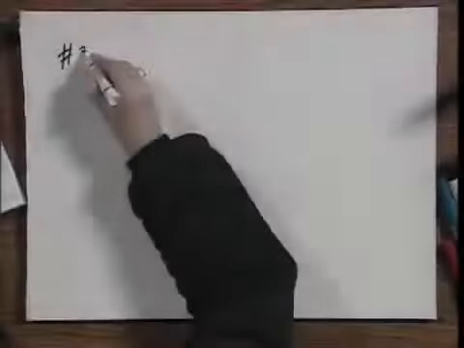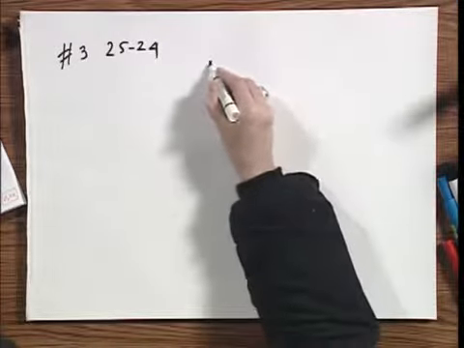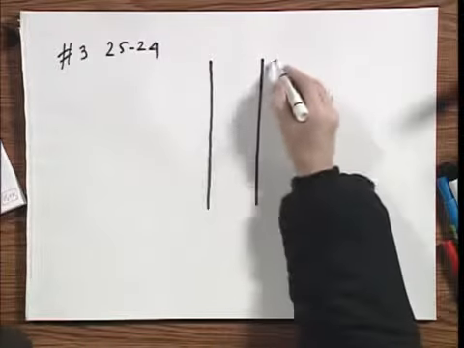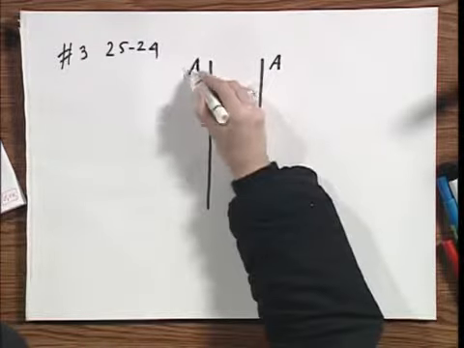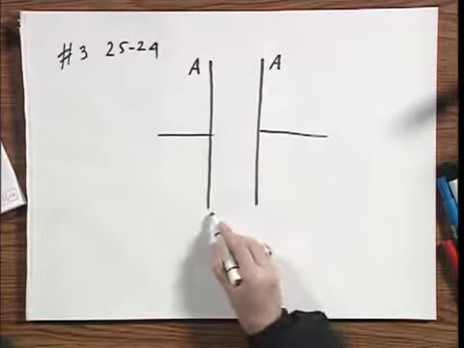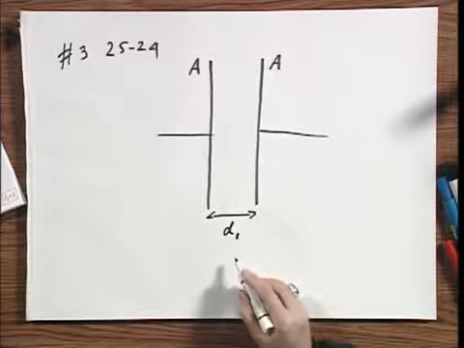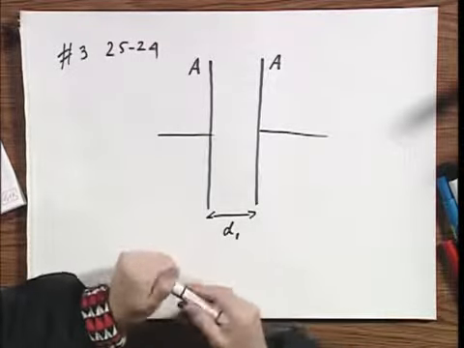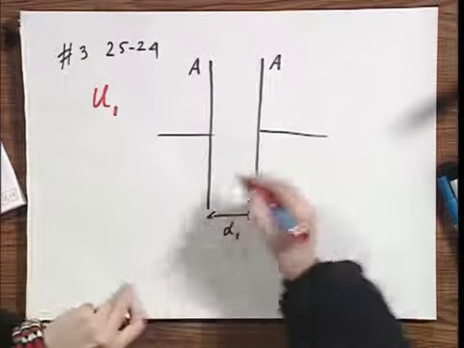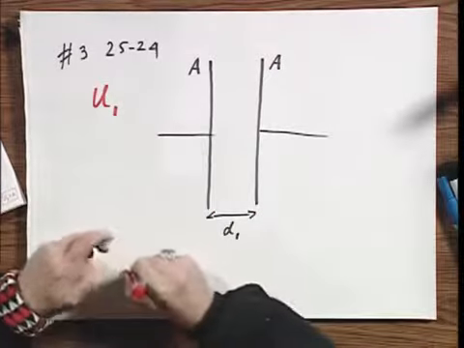Number 3.25, 24. Again a classic because we're dealing with plane geometry. We have a capacitor, 2 capacitor plates, each area A, and they have a distance between the plates which is D1. And the thing that is given is U1, the total energy in the system at this situation. The 1 refers to this one.